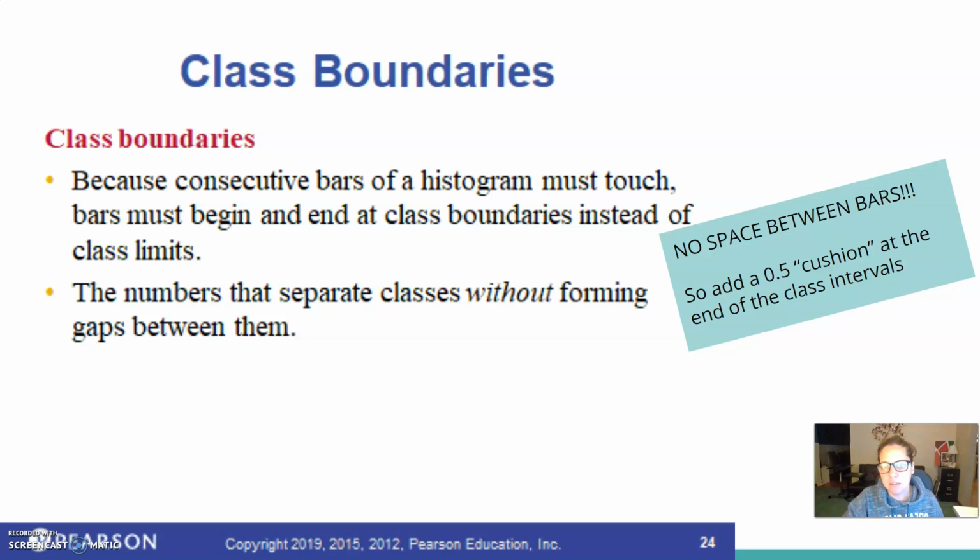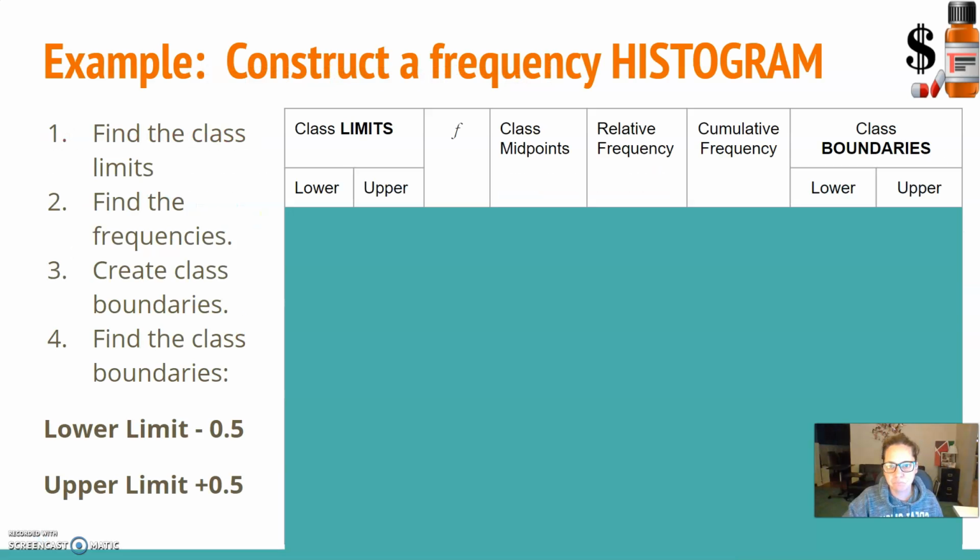And this is what it says. Because the bars have to touch, we have to use boundaries instead of class limits, the numbers that separate the classes without forming gaps between them. So here's the big old table that we had a minute ago, but now we're adding to it. We already talked about class midpoints, relative frequency, and cumulative frequency. Well, now we need to add in the class boundary. So I'm going to ignore that middle row. I only need the limits, the frequency, and the boundaries for this.